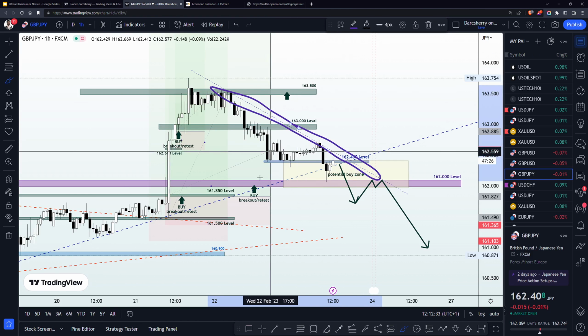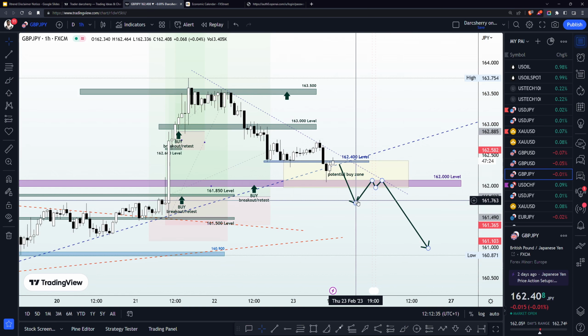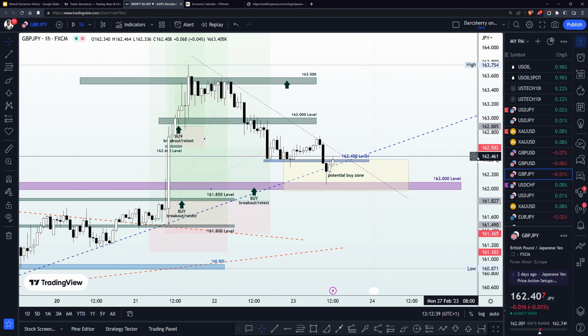So this is what we are looking forward to on the GBPJPY, and I hope that you have screenshotted my screen so that you can use it as a reference point when you're about to make your individual decision during the New York session today.